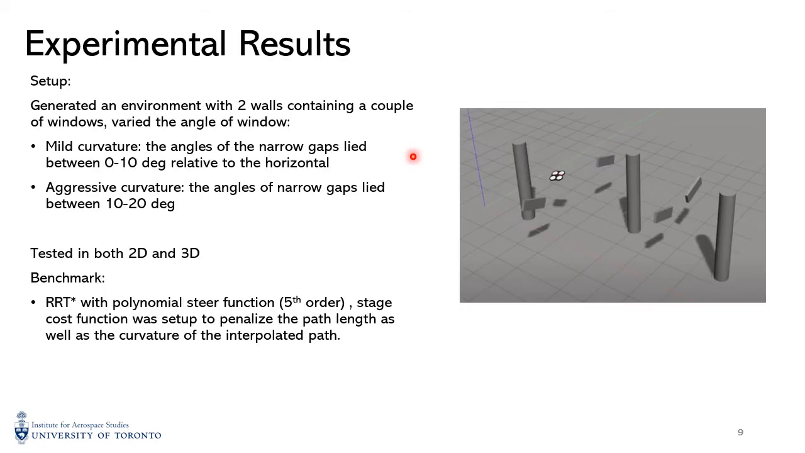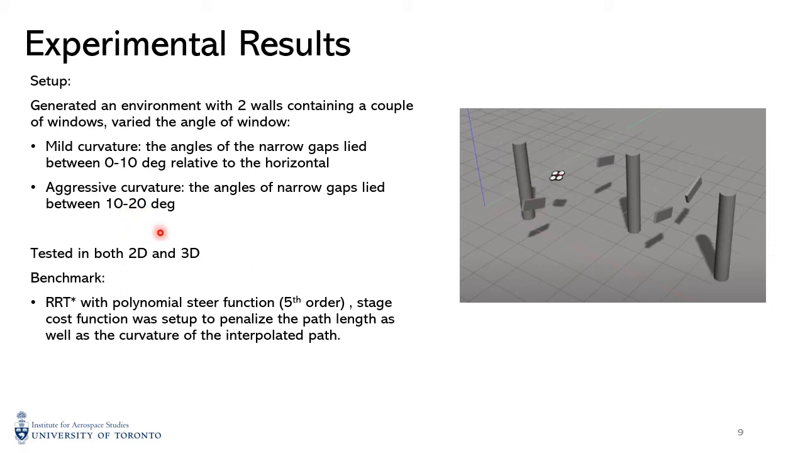So for the experimental setup, I set up an environment with two walls. Each of the walls contain a couple of angled windows. I set up two sets of experiments. The first set involved windows angled between 0 to 10 degrees, which produced trajectories with mild curvature. And the second set involved windows angled between 10 to 20 degrees, which produced aggressive trajectories.